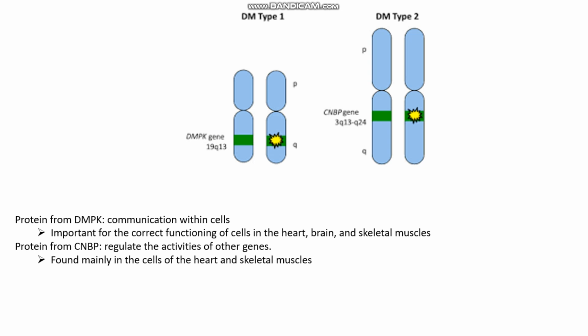Type 2 myotonic dystrophy is caused by an abnormally expanded section in a gene on chromosome 3 called ZNF9. Type 2 was originally called PROMM, for proximal myotonic myopathy, a term that is still in use but is somewhat less common than the term type 2 myotonic dystrophy. The CNBP gene gives the body directions to make a protein found mainly in the cells of the heart and skeletal muscles, where it is thought to regulate the activities of other genes.